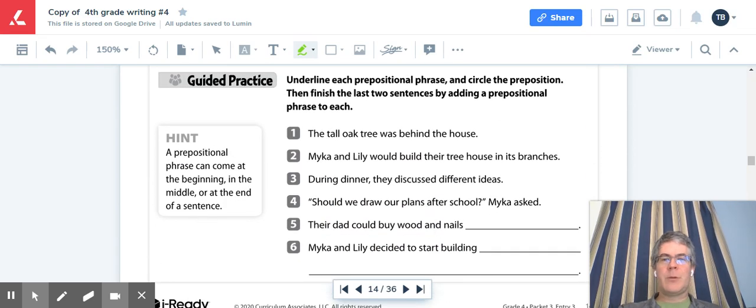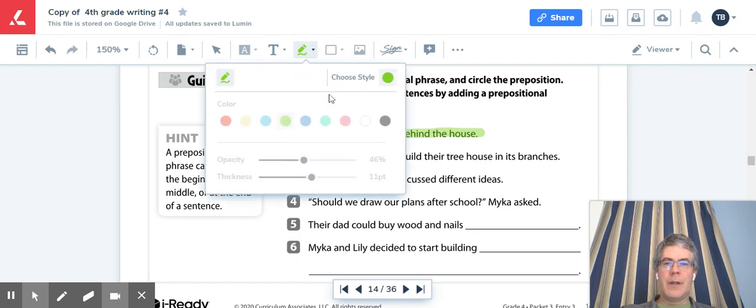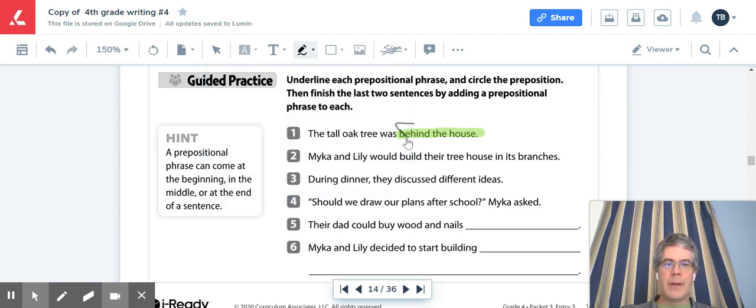So if we look at some of the examples, we're going to be circling the preposition, or underlining the prepositional phrase and circling the preposition. So I will be highlighting it. The tall oak tree was behind the house. So behind, and that shows us where the tall oak tree was. And behind is the preposition. Behind the house is the phrase.